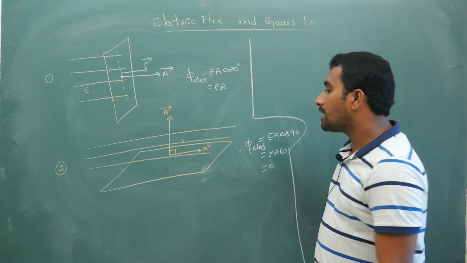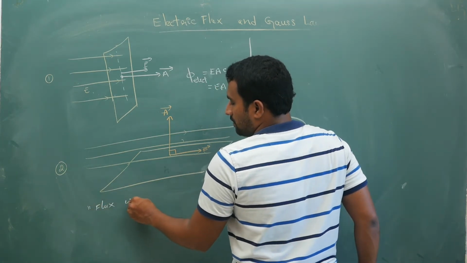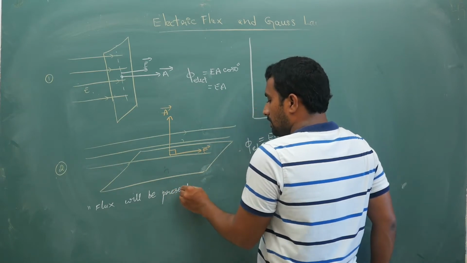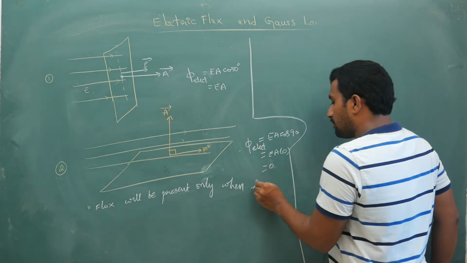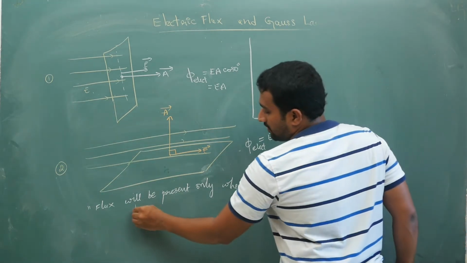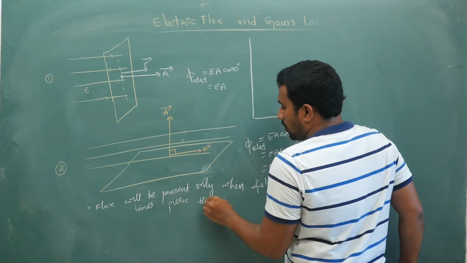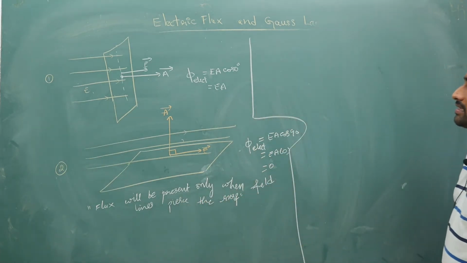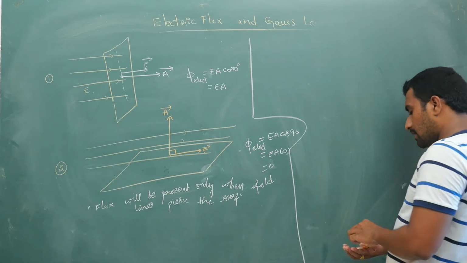Okay, so I will write that clearly. Flux will be present only when field lines pierce the surface. So in this case there is no piercing, so there is no flux. Okay, so your electric flux is going to be 0.